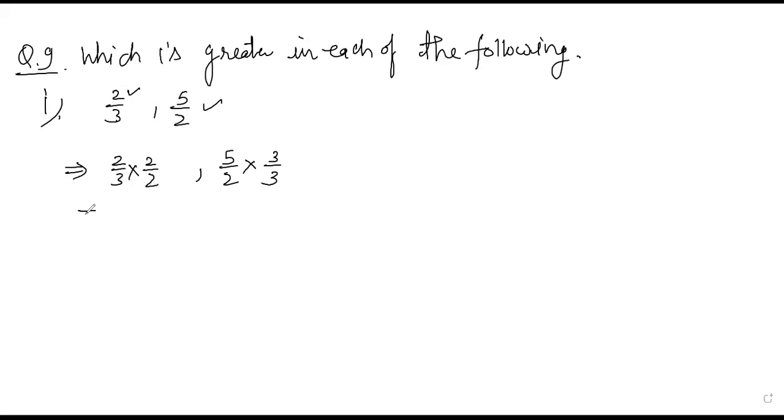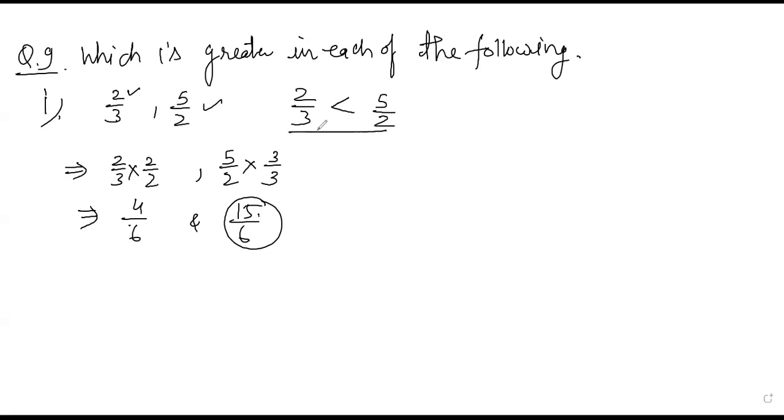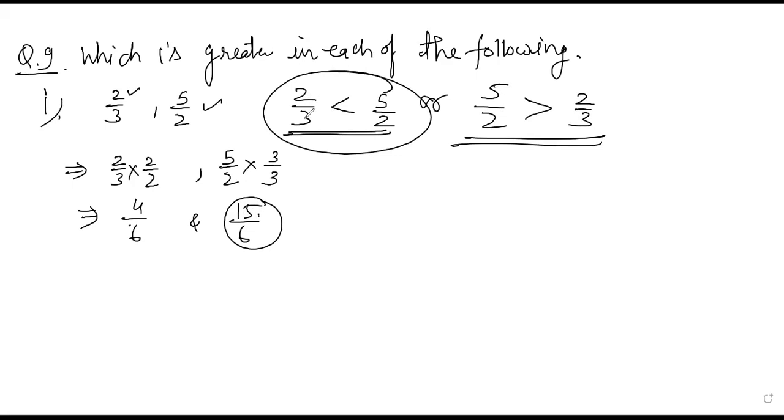Or if you solve this question, you will get 4/6 and 15/6. It is clearly this one is greater. So 2/3 is less than 5/2. You will write this way, or 5/2 is greater than 2/3. But you will read 2/3 is less than 5/2, not greater than.